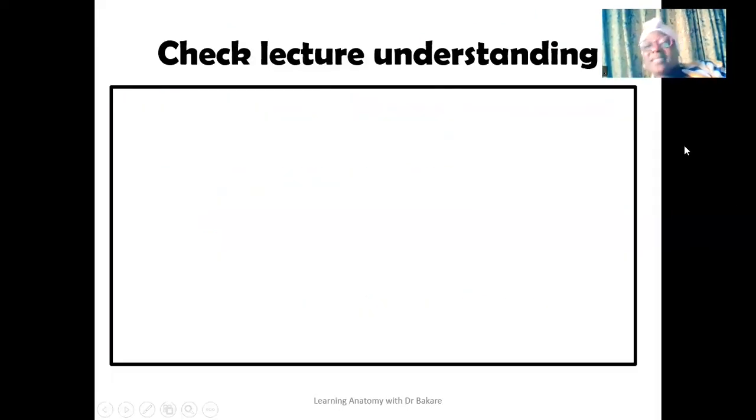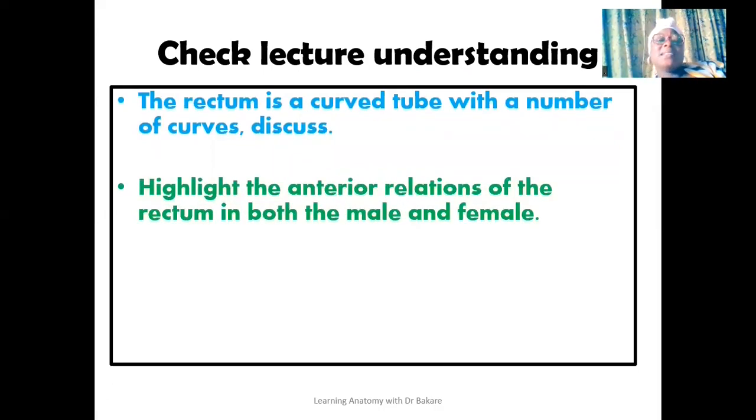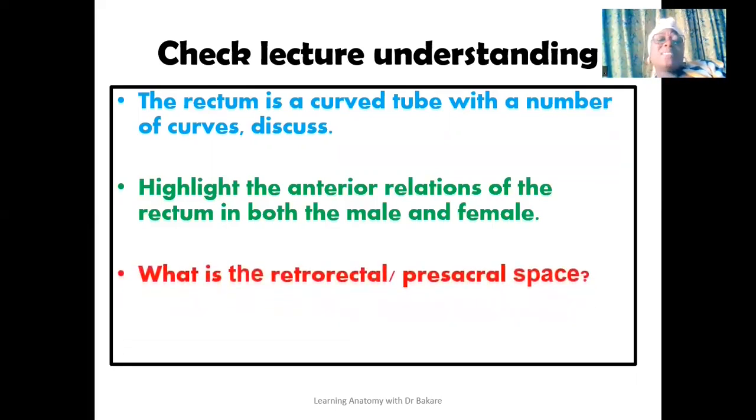So we can check our understanding of this lecture through the following questions. The first one is, the rectum is a curved tube seen with a number of curves. Kindly discuss this. The second question will be to highlight the anterior relations of the rectum in both the male and the female. We've tried to explain this in detail in the course of this lecture, and we've stated that the anterior relations of the rectum in both the male and the female are different because of the peculiarity of the reproductive system. And the third question is, what is the retrorectal or presacral space? We'll also try to explain this during the course of this lecture.